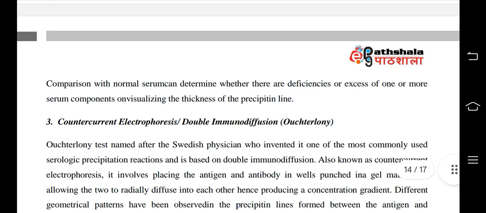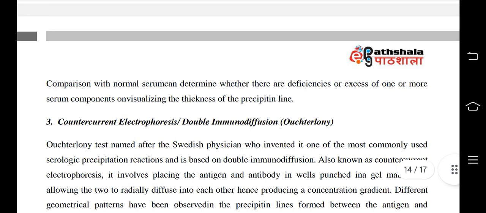Countercurrent electrophoresis, double immunodiffusion, Ouchterlony. The Ouchterlony test, named after the Swedish physician who invented it, is one of the most commonly used serologic precipitation reactions and is based on double immunodiffusion, also known as countercurrent electrophoresis.